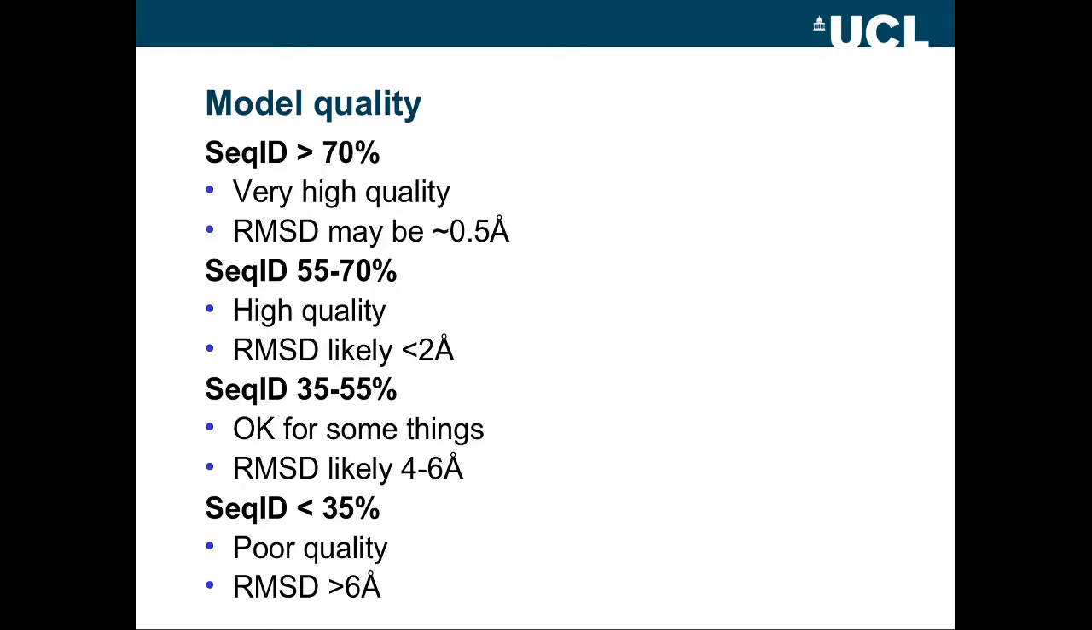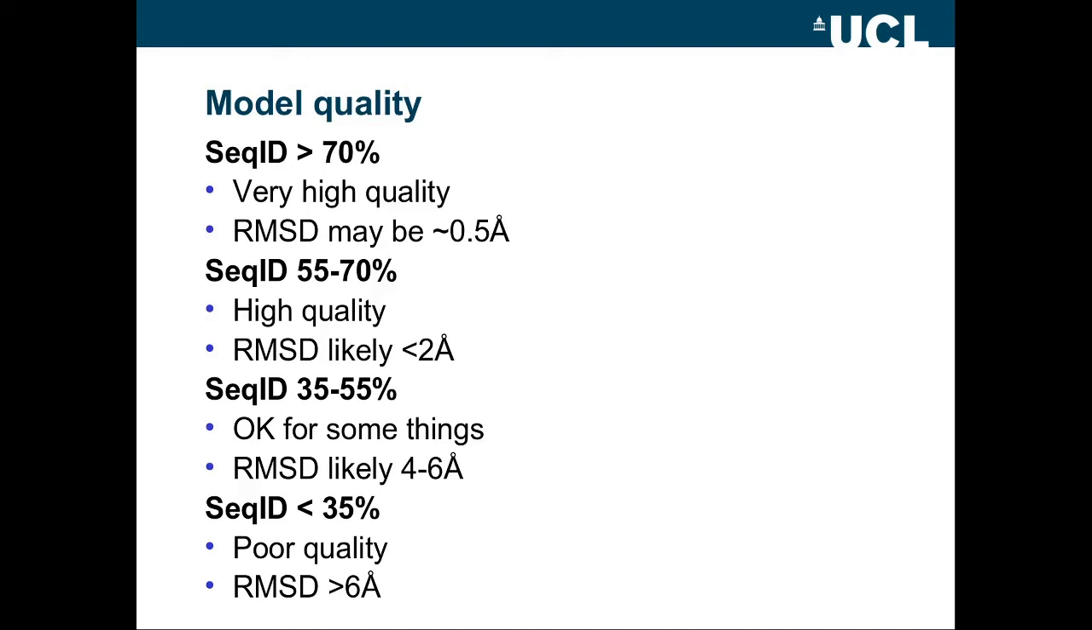Well, in the general case, we can divide our modelling problem really up into about 4 bands. So when the sequence identity is greater than 70%, we generally have very, very high quality models. The RMS deviation may be as low as about half an angstrom, and that really is the same sort of quality as a crystal structure. So if you take 2 crystal structures that have been solved independently of the same protein, typically they will have an RMS deviation around about that sort of value.